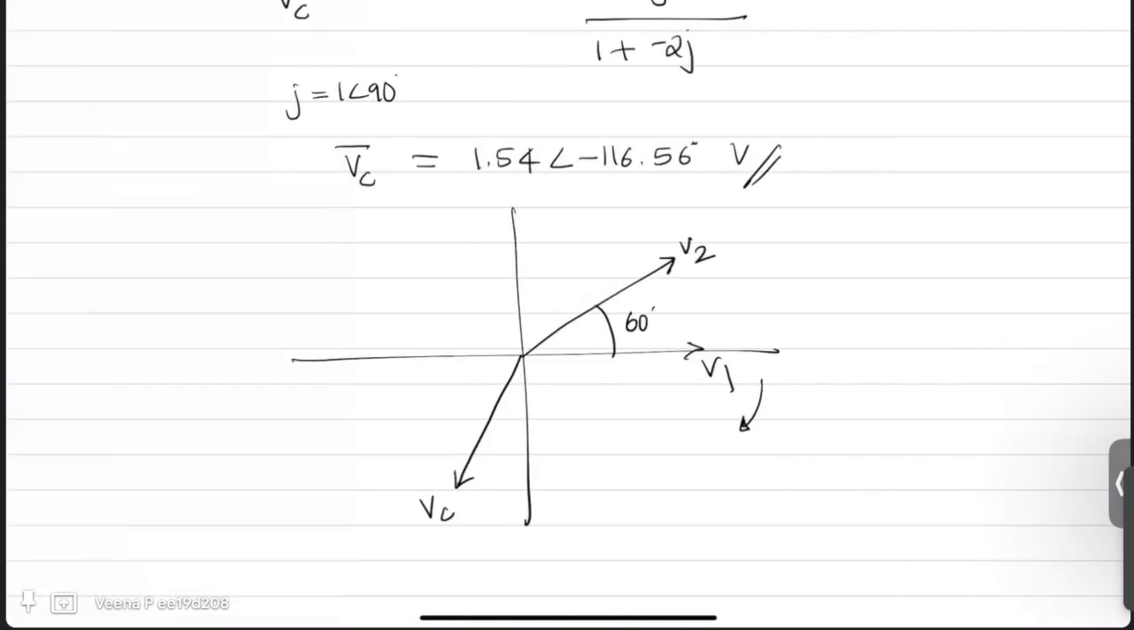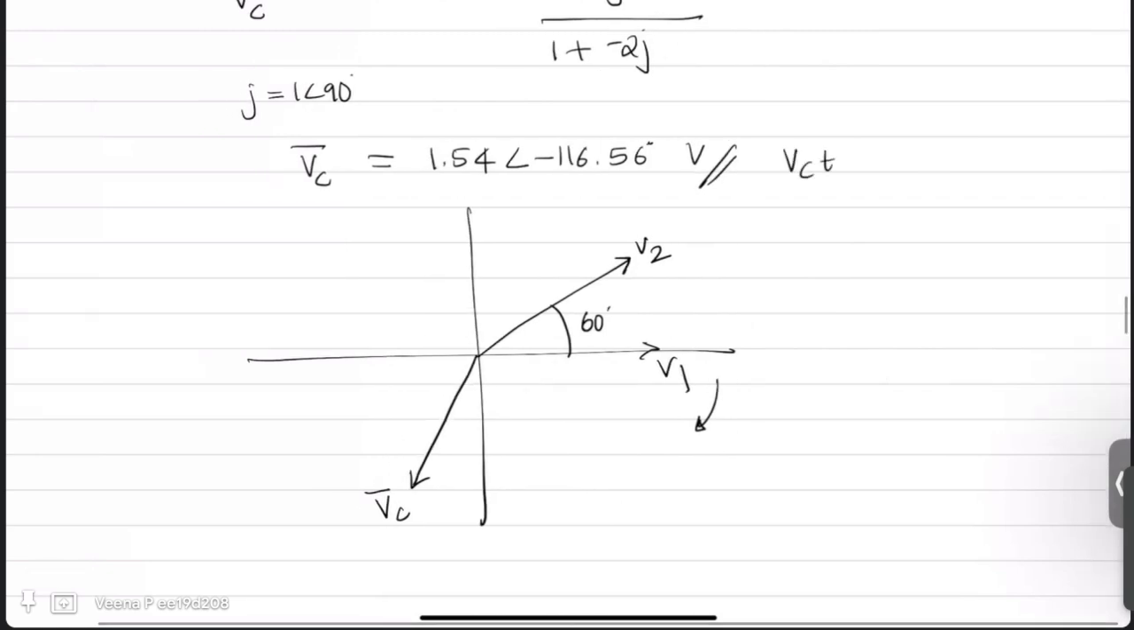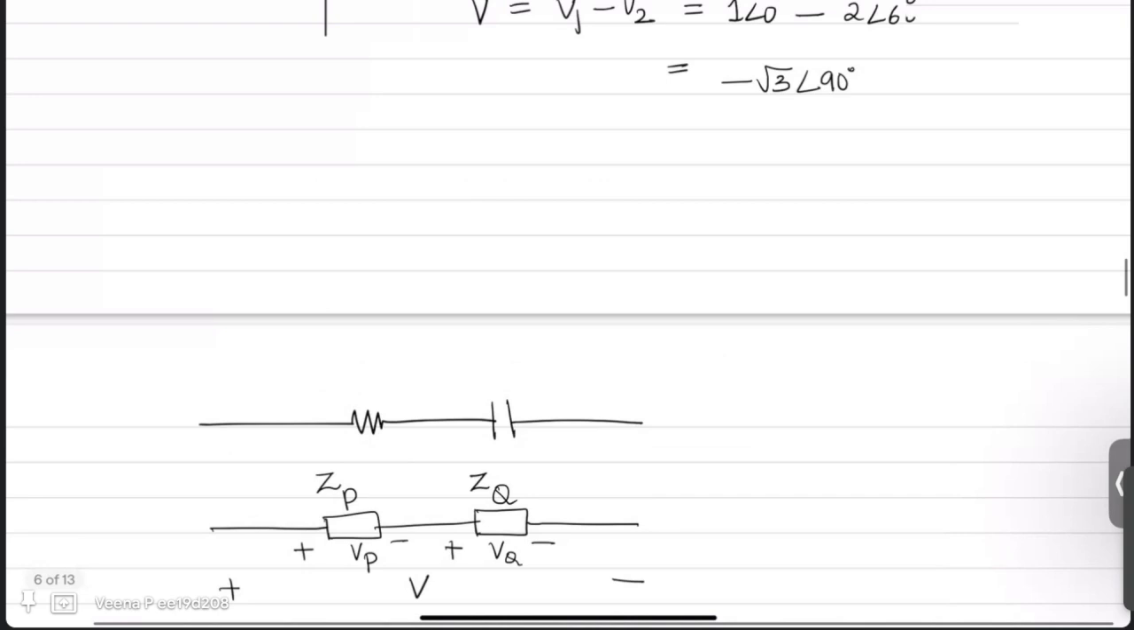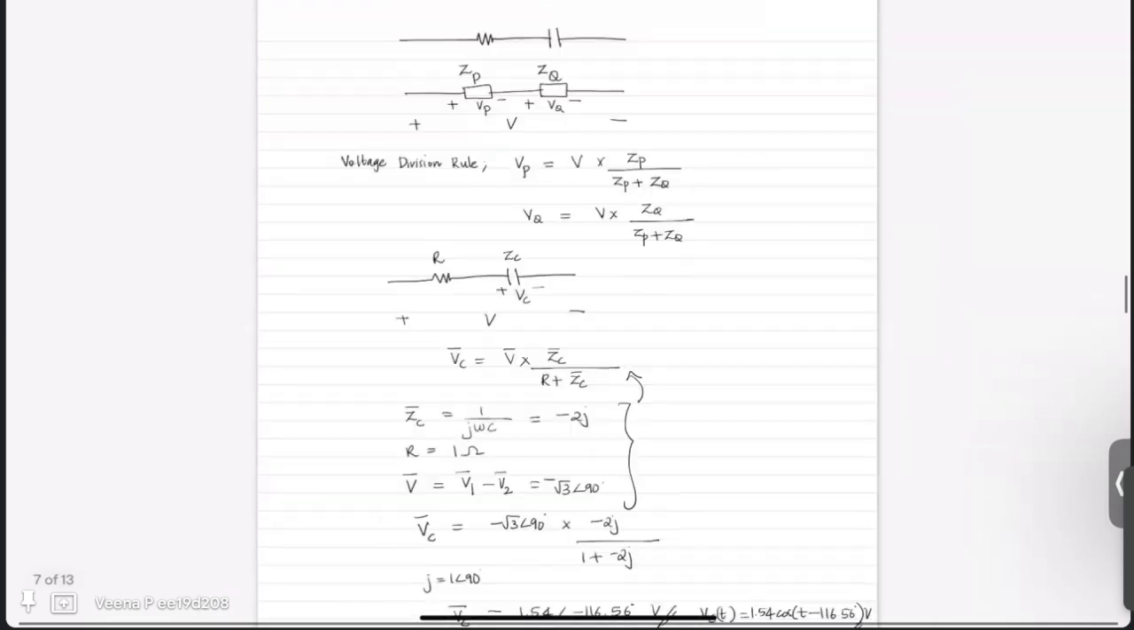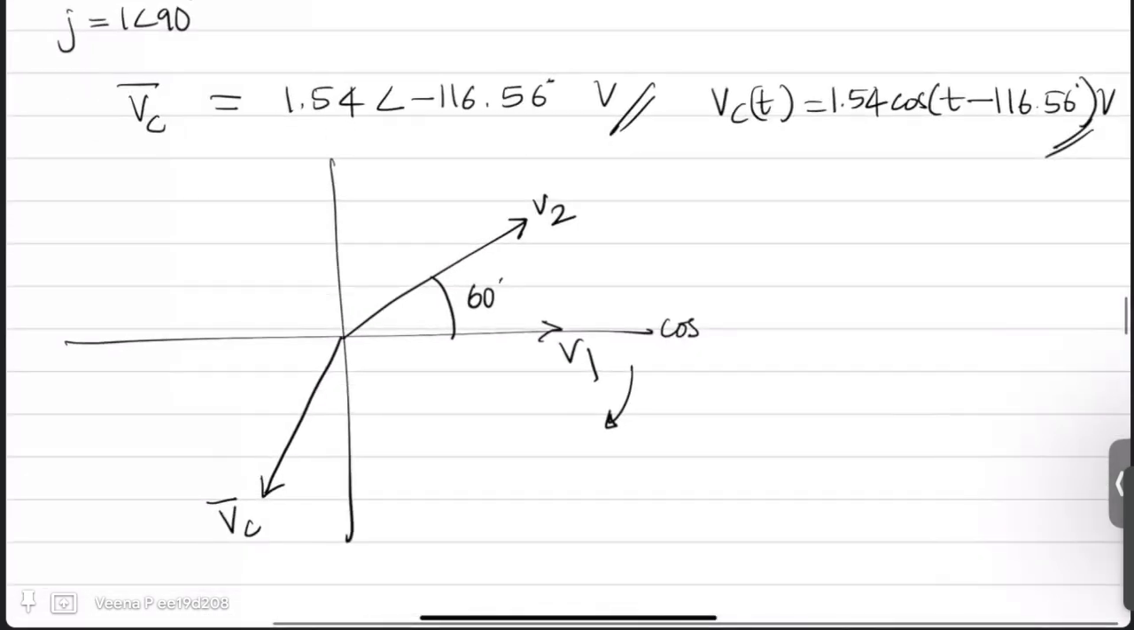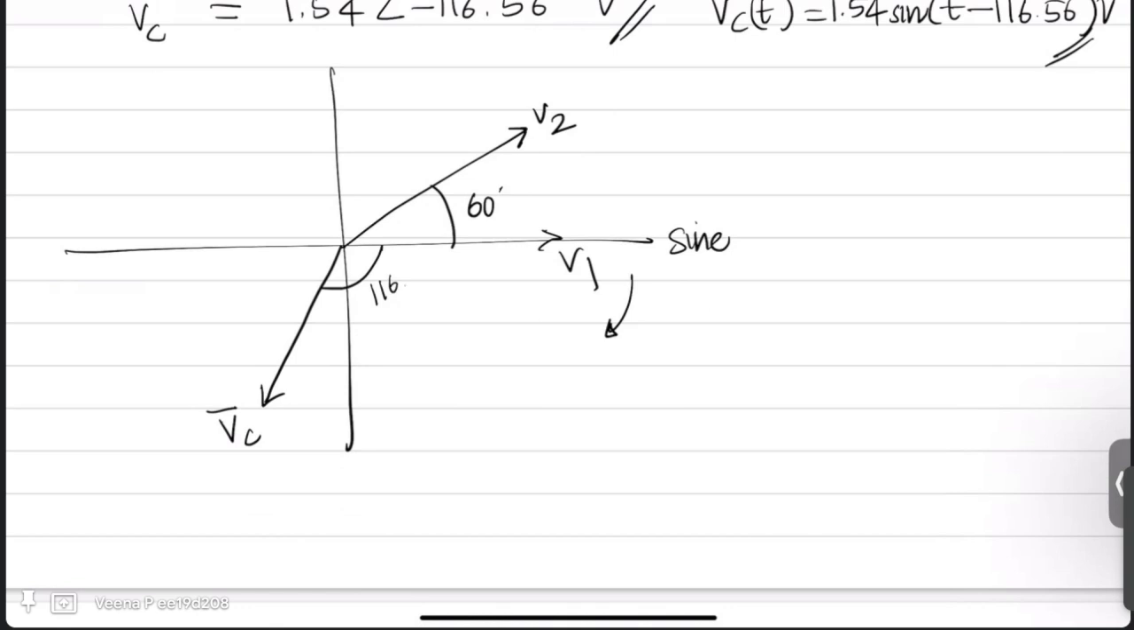So if you are writing VC in terms of time domain, your VC of t will be 1.54 cos t minus 116.56 degree, that much volts. Because my reference, I am measuring 116.56 from your cosine axis. Sorry, it is sine axis. The reference axis is sine. So this is sine axis and this is also sine. So this full angle is 116.56 degree.